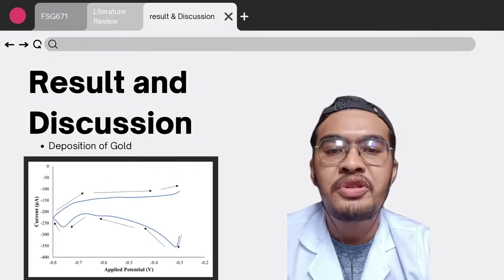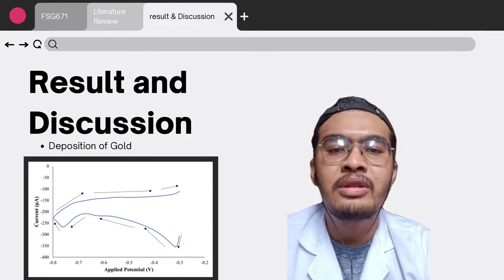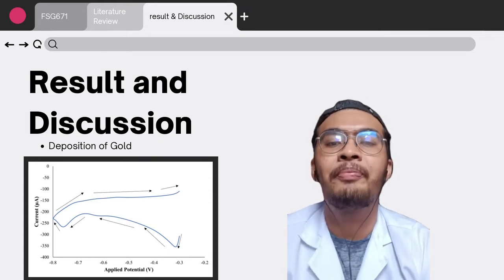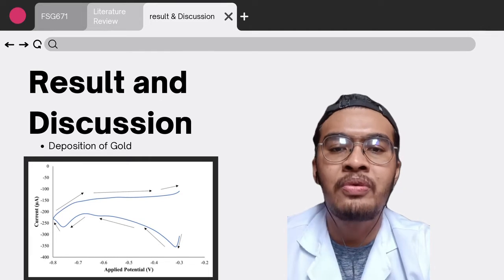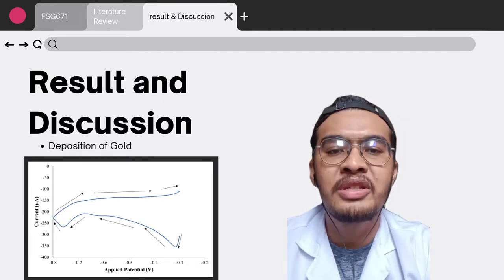Next, I will be presenting about result and discussion. The first one is deposition of gold. Cyclic voltammetry (CV) analysis was carried out for the deposition of gold on SPGE surface.